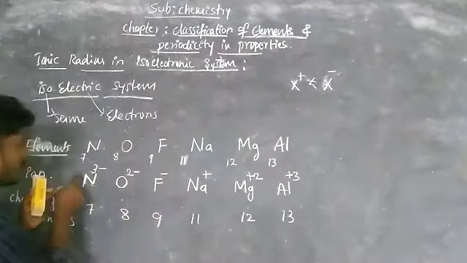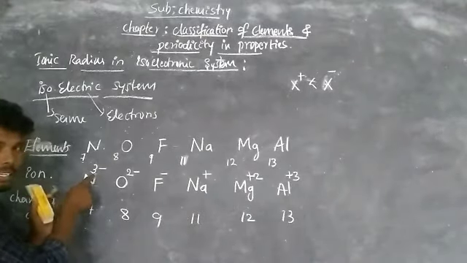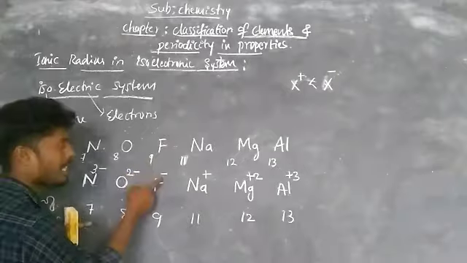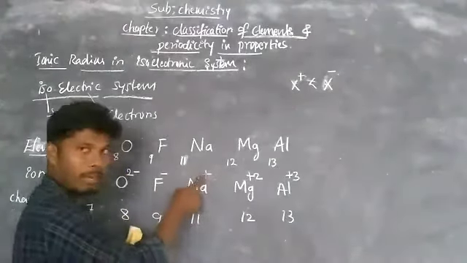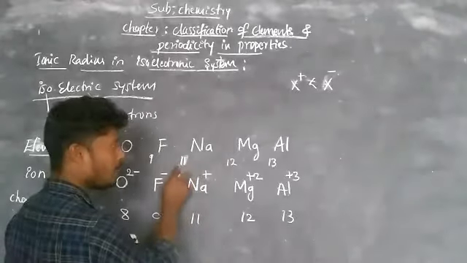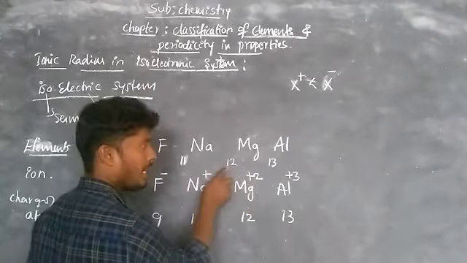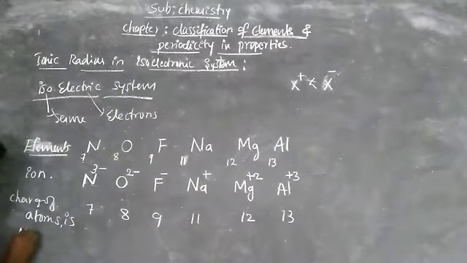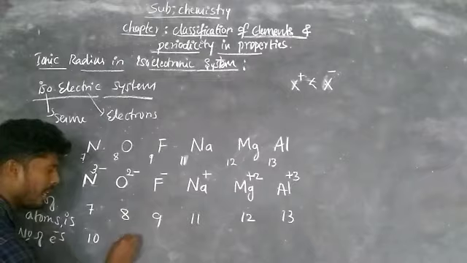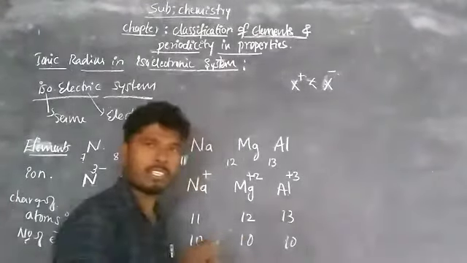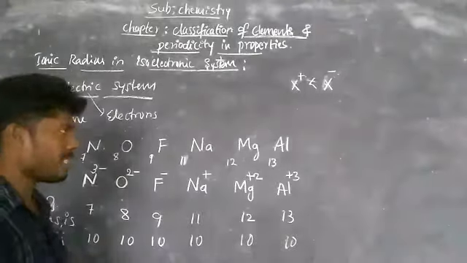See here, there are 7 electrons plus 3 added electrons, totally 10. Here 8 plus 2 is 10, 9 plus 1 is 10. 11 minus 1, meaning 1 electron removed, gives 10. 12 minus 2 gives 10, and 13 minus 3 gives 10. So the number of electrons is 10 in all of these cases; the number of electrons remains the same.